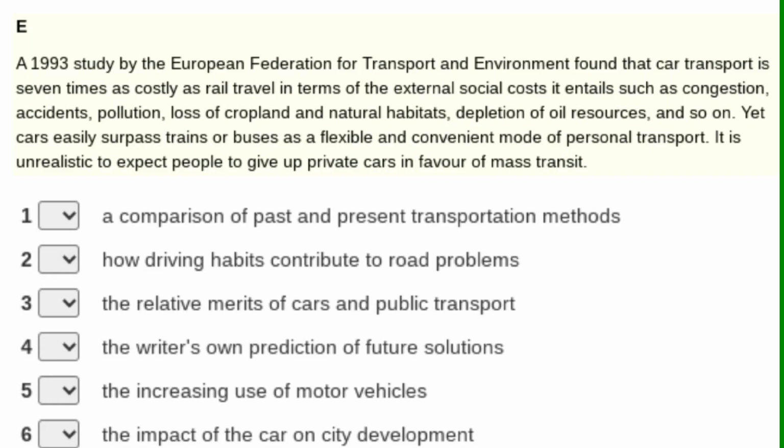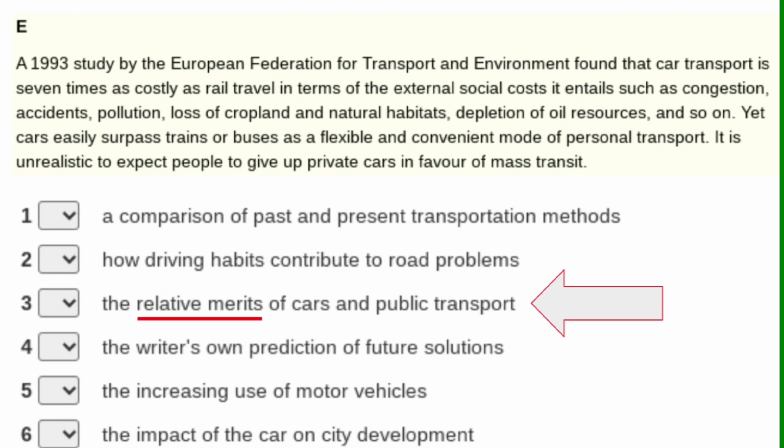Here we have the type of question where the question is the heading and we have to match the correct paragraph to the heading for that question. Let's do question number 3. The heading is the relative merits of cars and public transport.